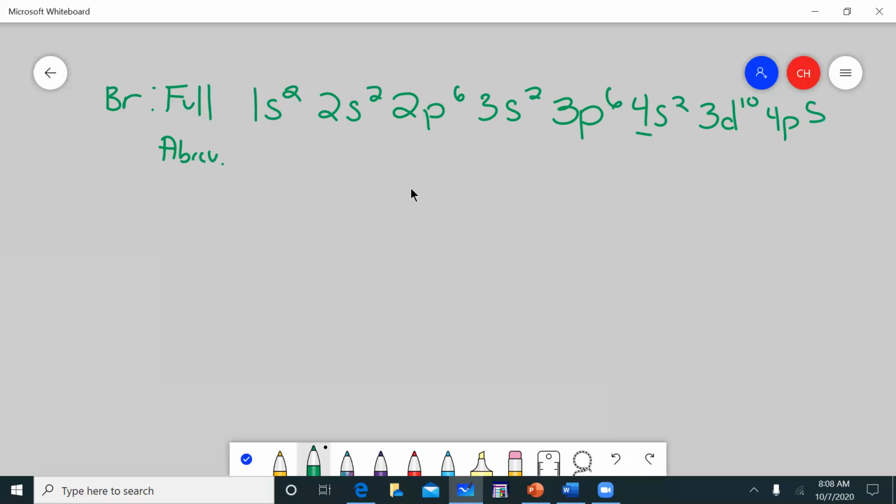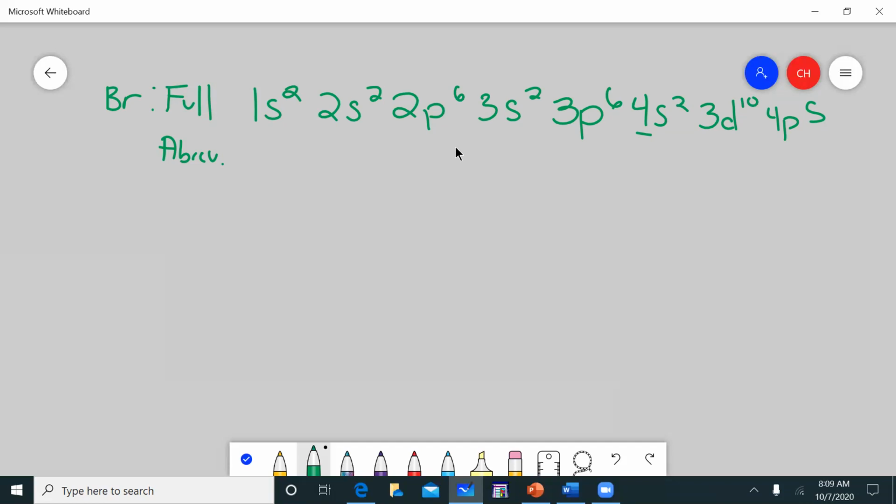Okay. 1s2, 2s2, 2p6, 3s2, 3p6, 4s2, 3d10, 4p5. Sorry, that last 5 doesn't look very superscripty, but that's supposed to be in the upper right-hand corner.